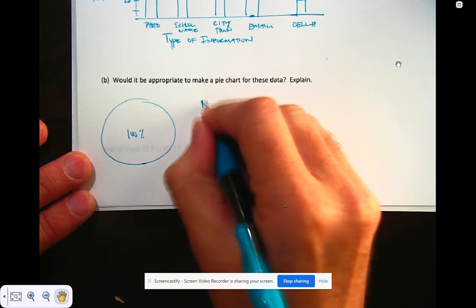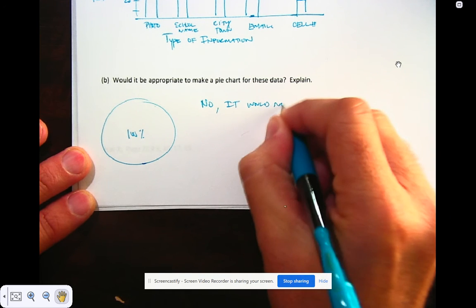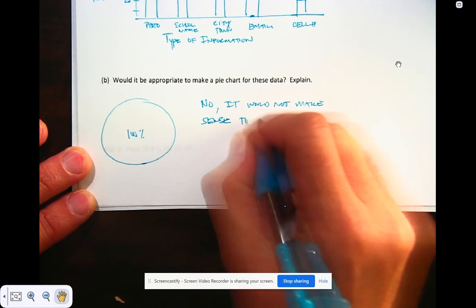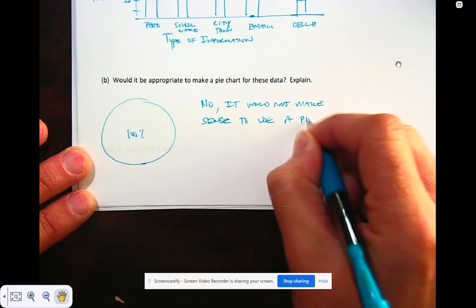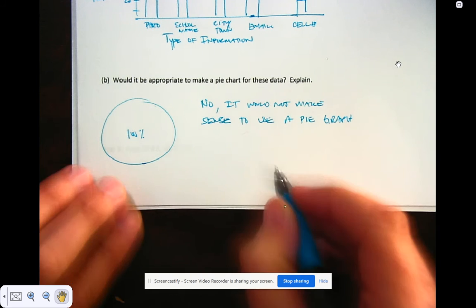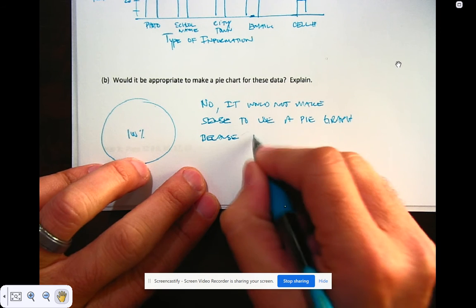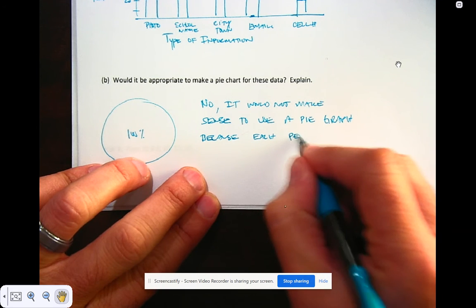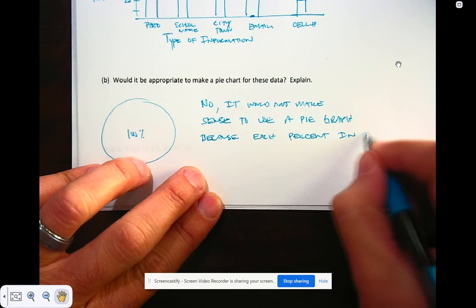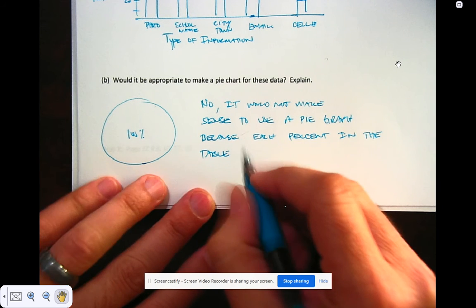And so no, it would not make sense to use a pie graph, because each percent in the table refers to a different type of information.